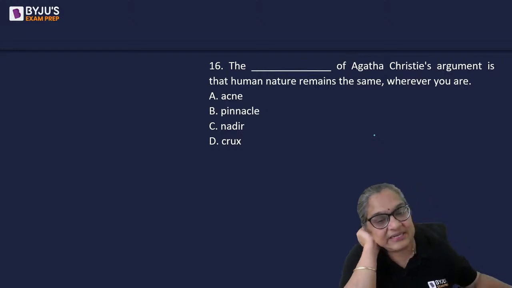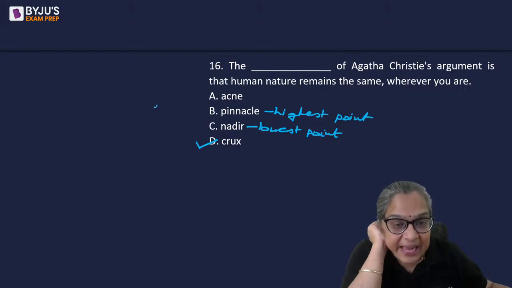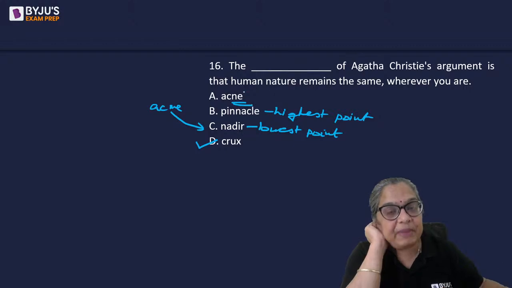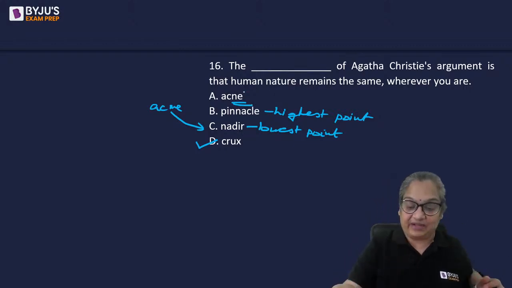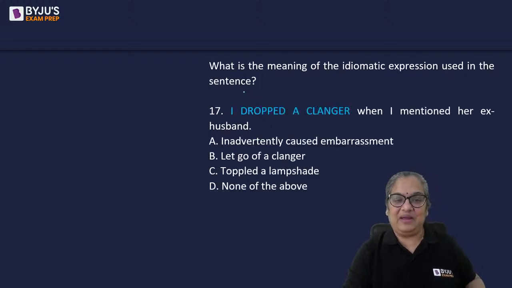Yeah, the center, the most important part, the crux. Nadir means lowest point. Pinnacle means highest point. Acme means highest point. Acne means your pimples. Okay, freckles that you have on your face. It's a kind of skin condition.